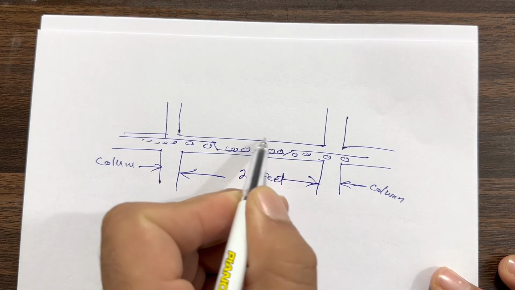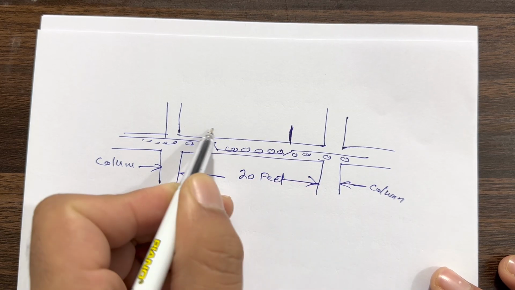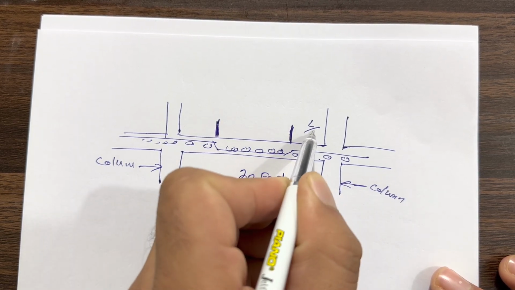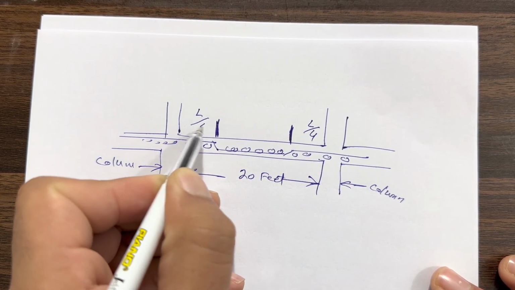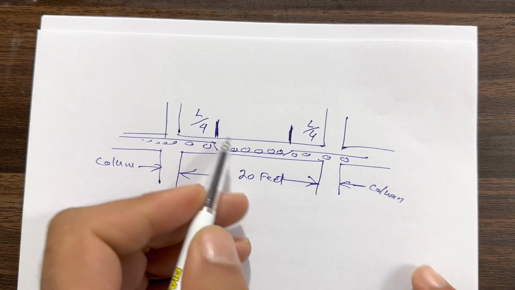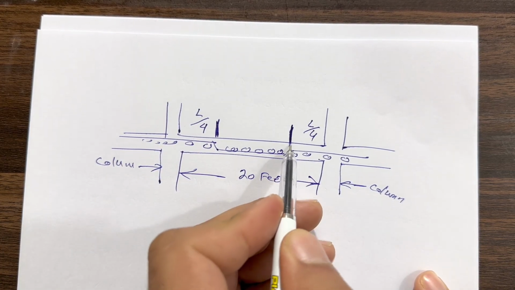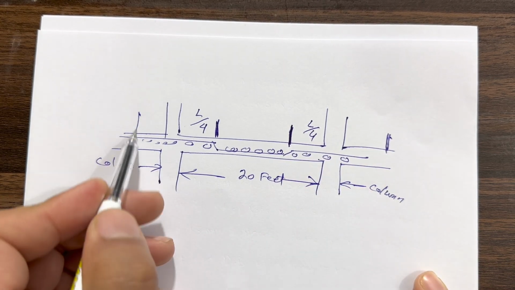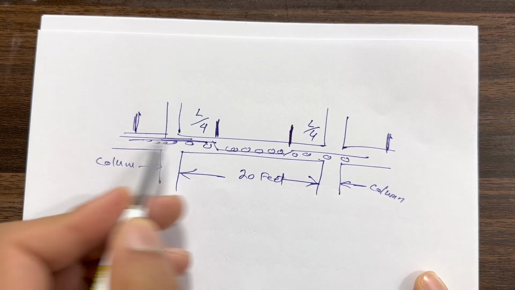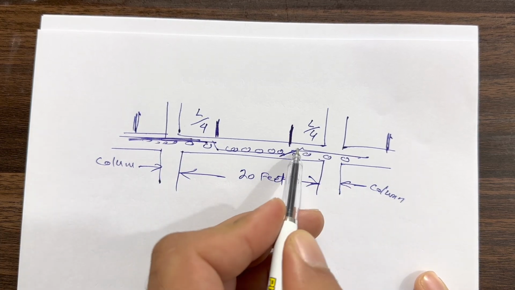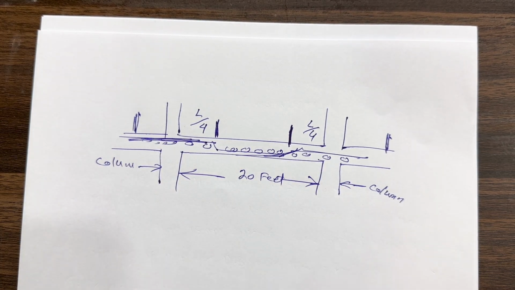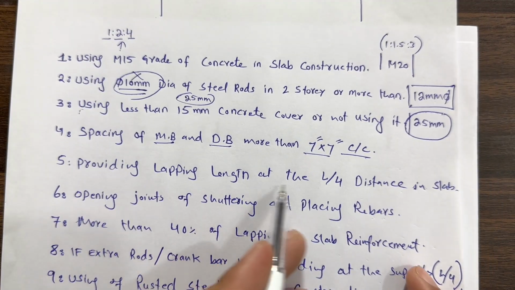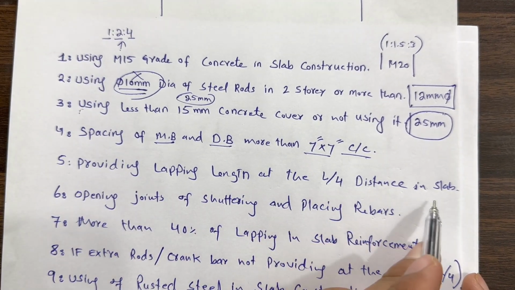So L by 4 means this is L by 4 distance, and this is L by 4, L by 4. So don't provide lapping length at the distance of L by 4 on each side, also on this side if this is continuous, okay? Also from this side where we are providing extra steel rods or bent up bar, or you can say crank bar. So don't provide lapping length at the L by 4 distance in slab.